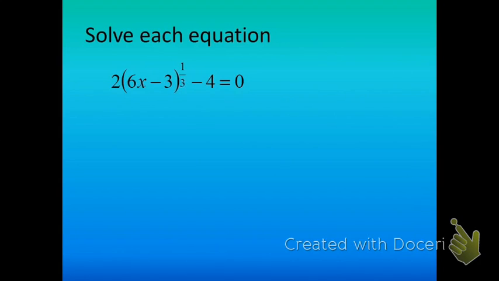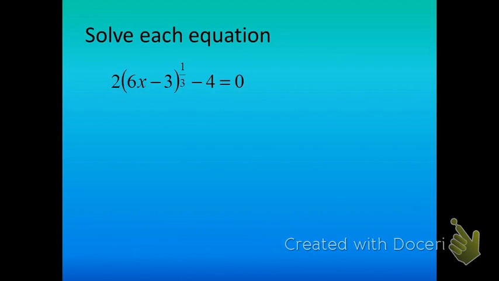So this one, like I said, you don't have to convert from rational exponents to radicals. Just know that whatever is included in the parentheses of your rational exponent is what's considered to be, quote, under the radical. So that's what you want to isolate. So we want to isolate the 6x minus 3 term.